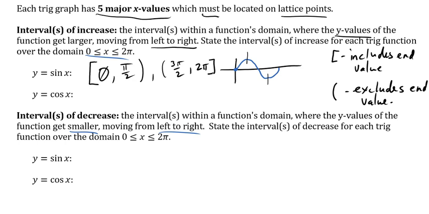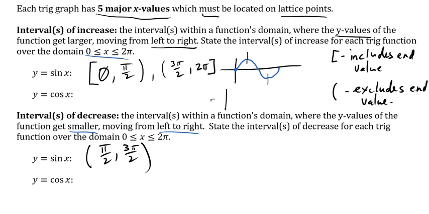So the interval of decrease for sine is just going to be the opposite. It's going to be between pi over 2 and 3 pi over 2, the rest of that cycle. If you take all 3 of those intervals for sine, the 2 that are increasing and the 1 that's decreasing, and put them together, you'll get the whole period. Make sense?